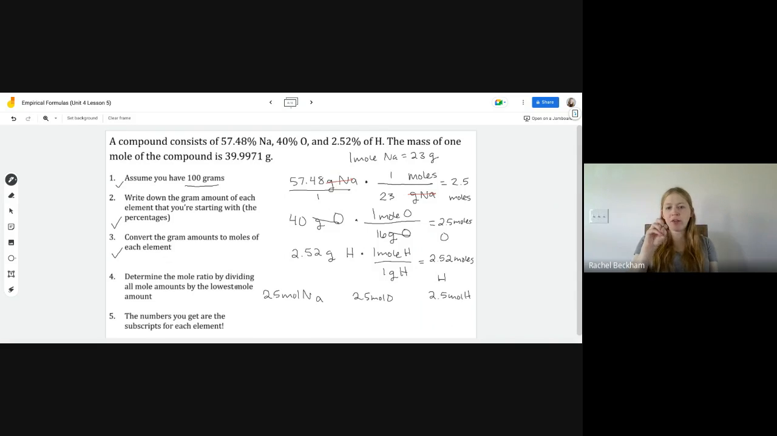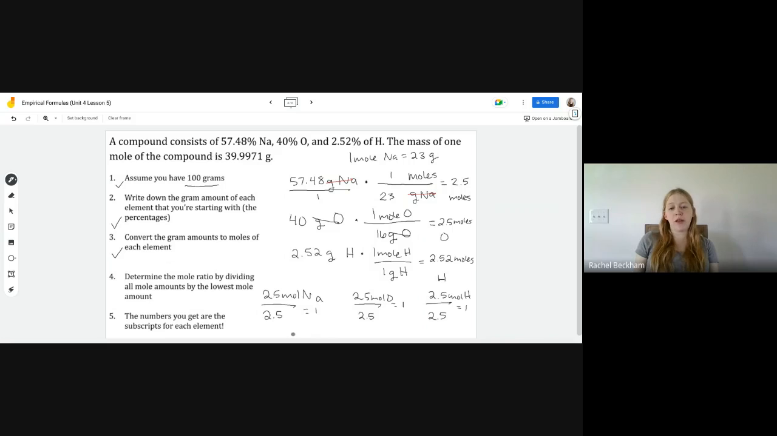So our lowest mole amount, which one of these is the lowest? Well, they're all 2.5. You divide every single one by 2.5. So what do you think 2.5 divided by 2.5 is going to be? 1, right? These are all going to just be 1. That is your subscript for each element.